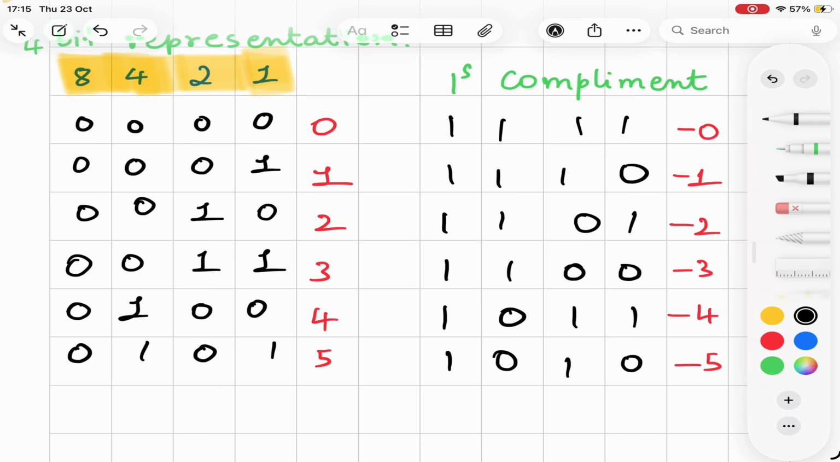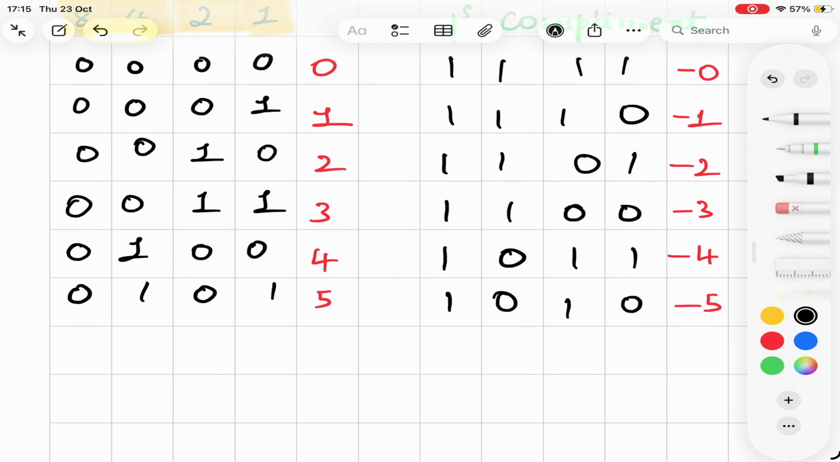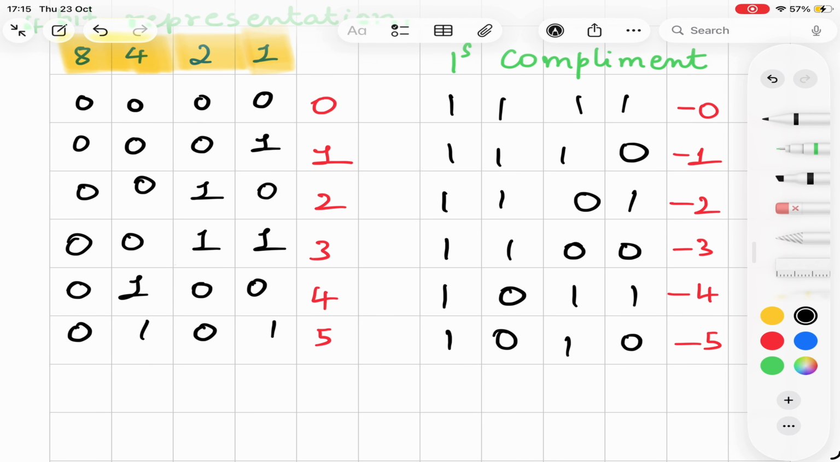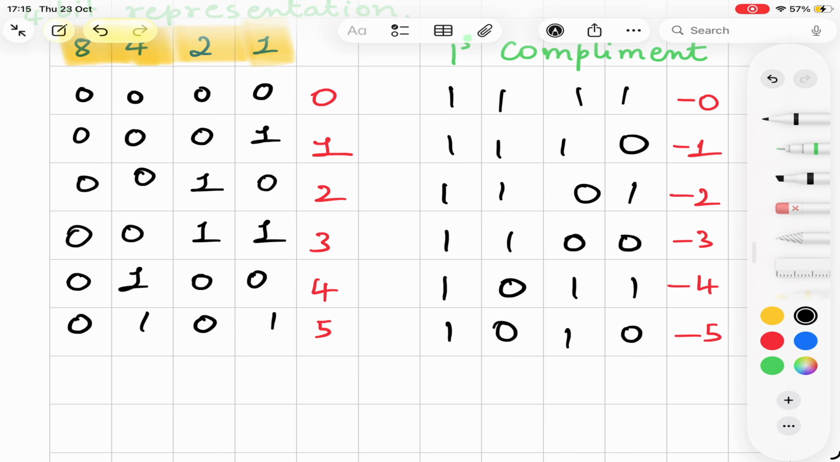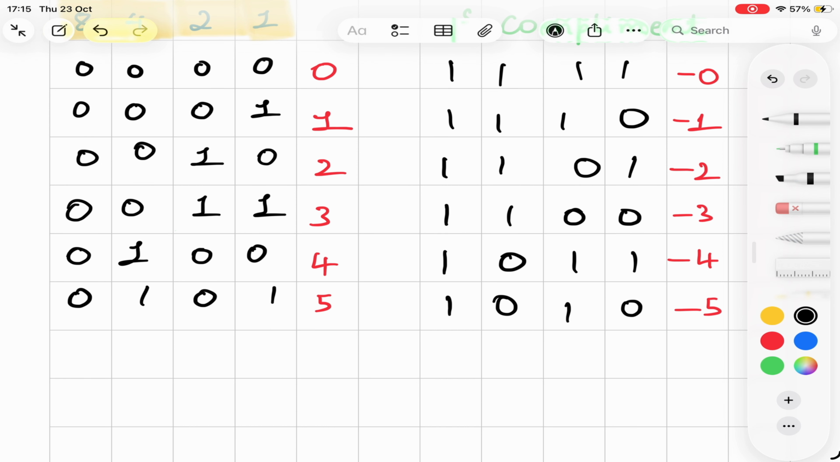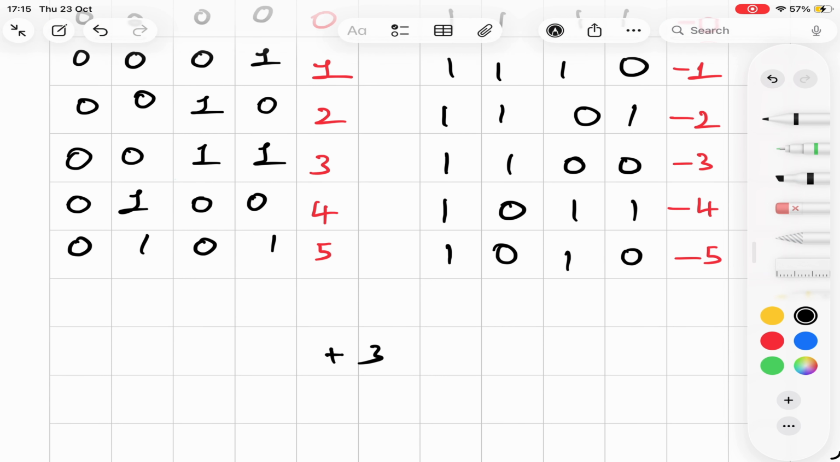And let's do some calculations. Let's take plus 3. You know already how to perform addition in binary. If not, I'll just show you. So I'm going to take plus 3 and minus 3 and perform some calculations. Plus 3 is nothing but 0, 0, 1, 1. And minus 3 is 1, 1, 0, 0, the opposite of it.